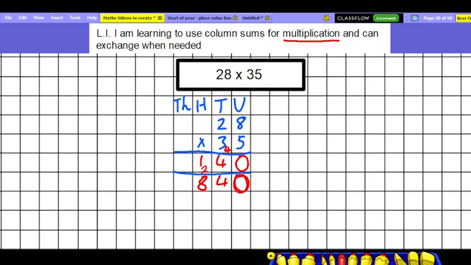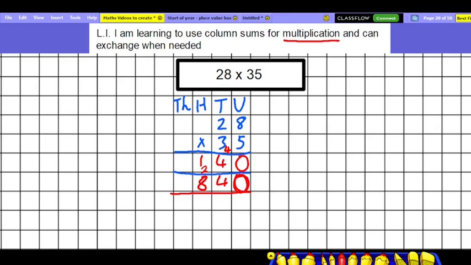There we go. Now, what I've got is 2 separate answers. One of them is from doing 28 times 5. The other is from doing 28 times 30. To get the total answer, what I need to do is add them together.